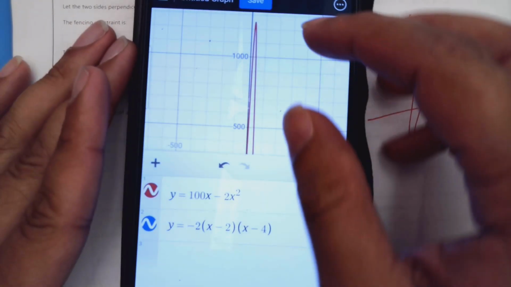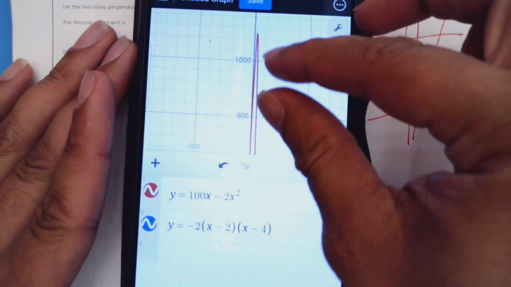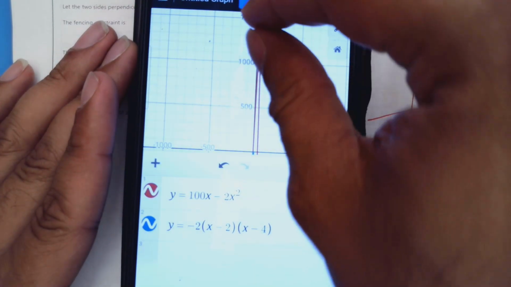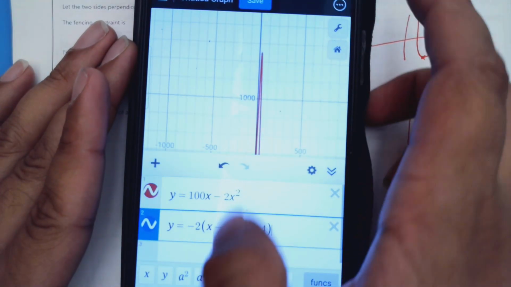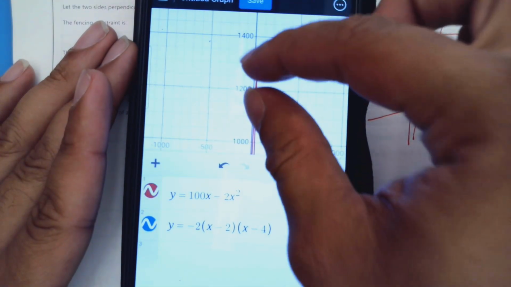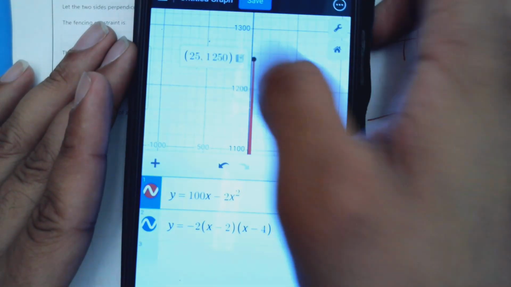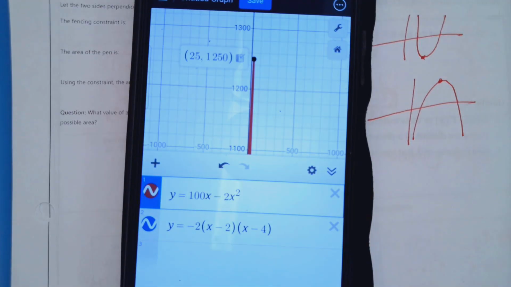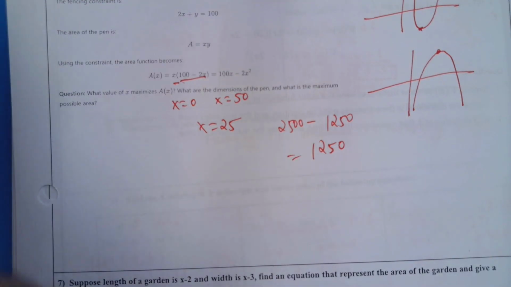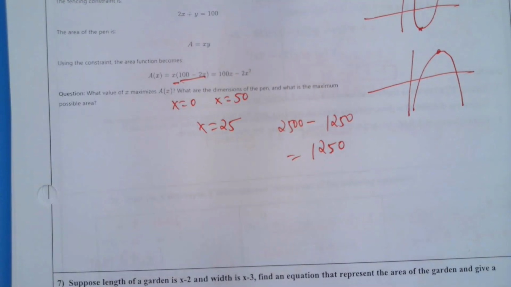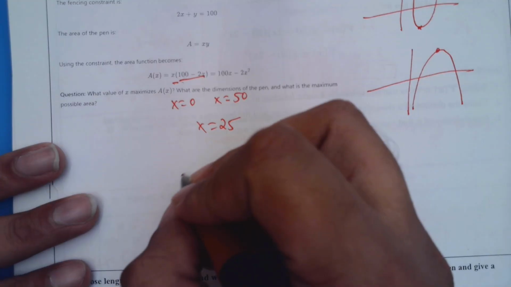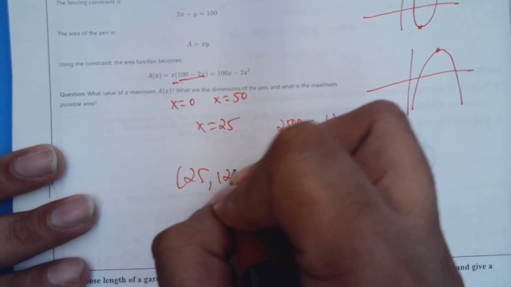Looking at this, this is the graph of it. It's a parabola. I'm going to find the highest point, the vertex. Oh yeah, I was right. Look at that: (25, 1250). That's the highest point. So all you do is figure out the x-intercepts, find the midpoint, plug it in, and figure out the y value. So it's (25, 1250).